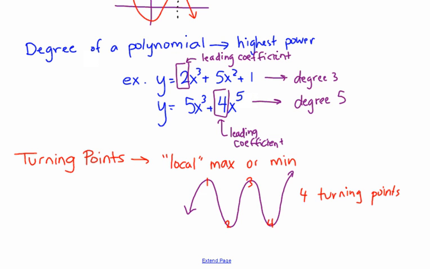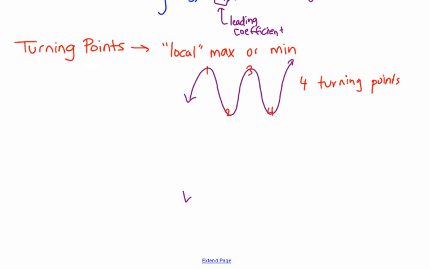Whereas we looked at a cubic yesterday, like that. Does he have any turning points? No, because does he have a max or a min? No, he doesn't. He's only ever increasing. He doesn't go from an increase to a decrease. So this has 0 turning points.